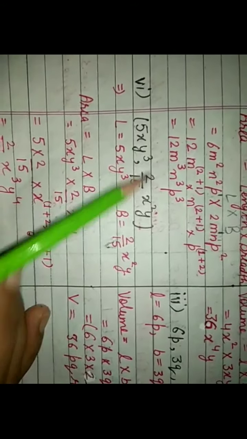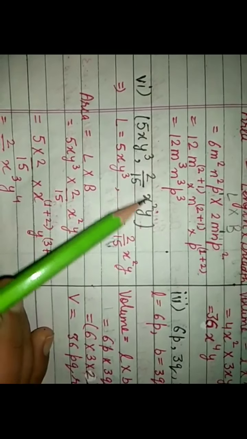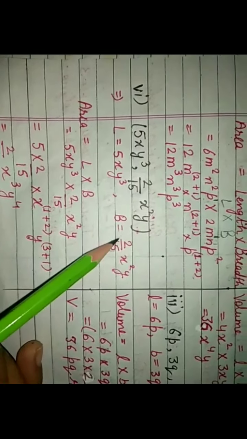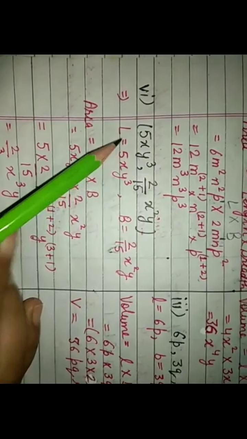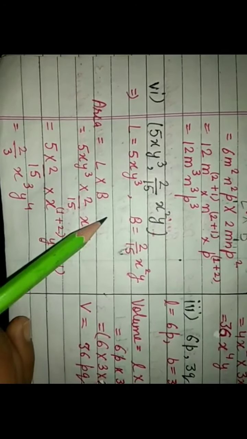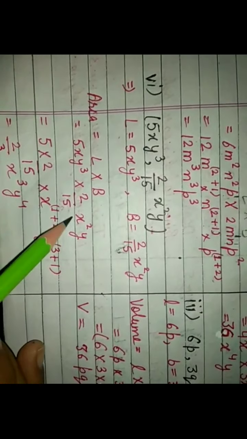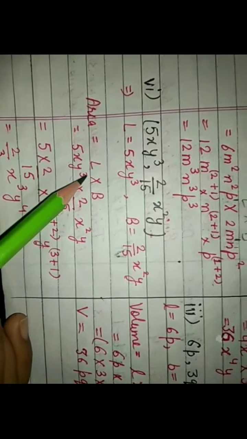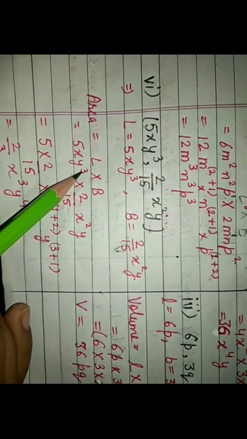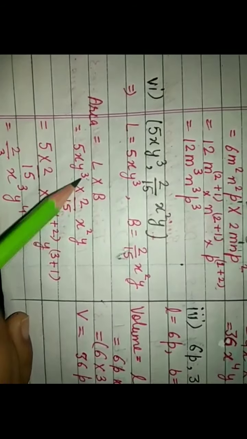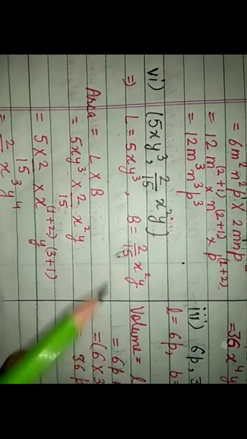So 5x y cube, comma 2 upon 15 x square y. So it is L, and this is B, breadth. This is length. So again area equal L into B. So put here the values of L and B respectively. 5x y cube multiply 2 upon 15 x square y. If you see power 3 in the question, you can say cube, or power 3, and power 2 you can say square.